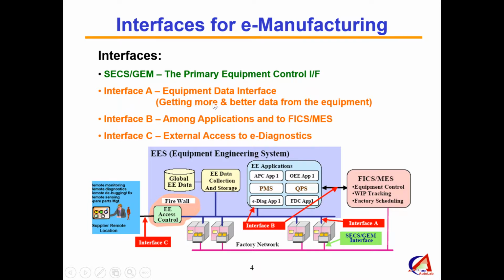We are getting more and better data from the equipment. And then interface B will define the applications and the FICS and MES. FICS is the factory and information control system, something like that. And this is MES.